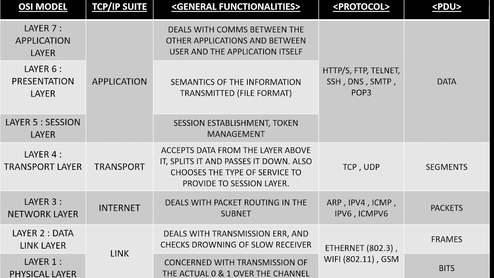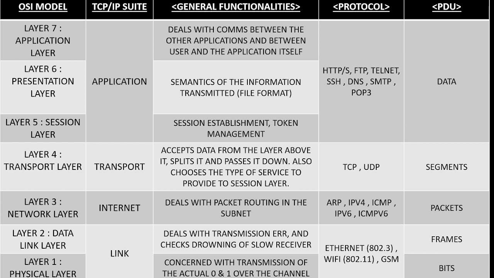And in transport, we have TCP and UDP. In internet, we have ARP, IPv4, ICMP, IPv6, ICMPv6. And in link, we basically have Ethernet, which is 802.3, and Wi-Fi, which is 802.11, and GSM, which I guess stands for Global Service Mobile something, I don't know, but it's basically concerned with mobile networks.